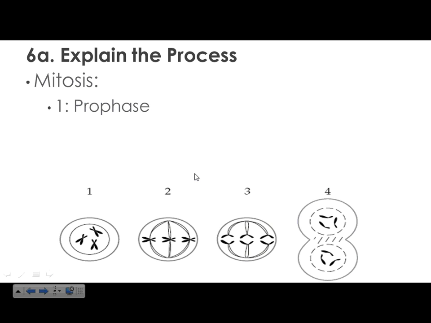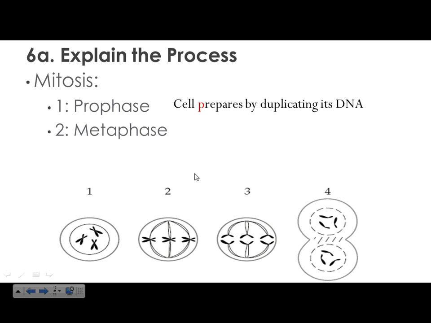First is prophase, and we call it prophase because the cell is preparing by duplicating its DNA. So in picture 1, we see that the DNA is already duplicated. Next, metaphase. In metaphase, we meet in the middle. So those duplicated chromosomes have lined up in the middle of the cell.